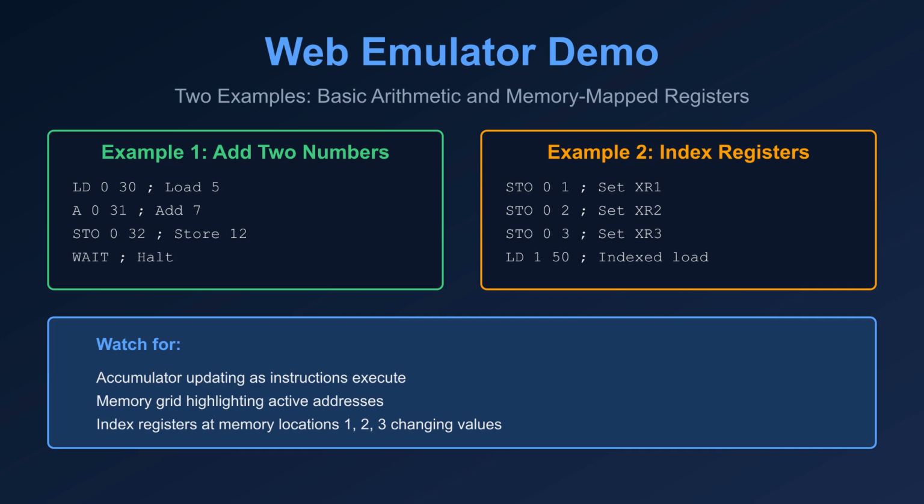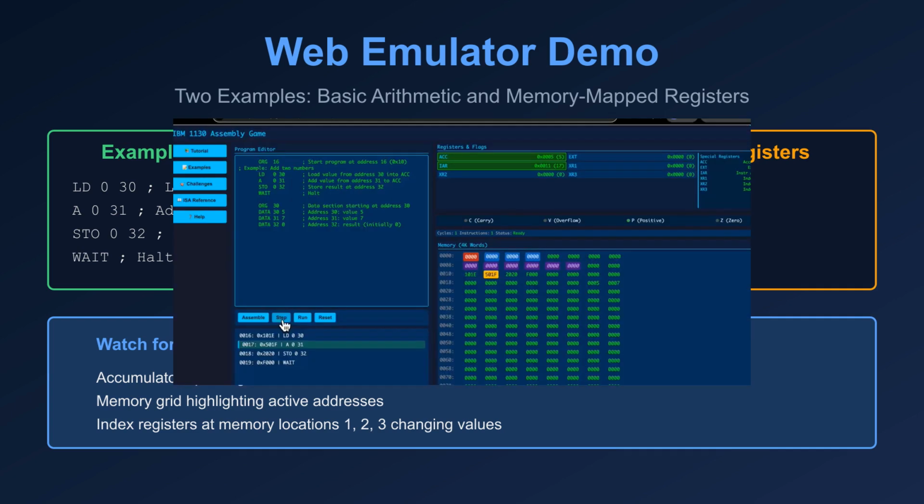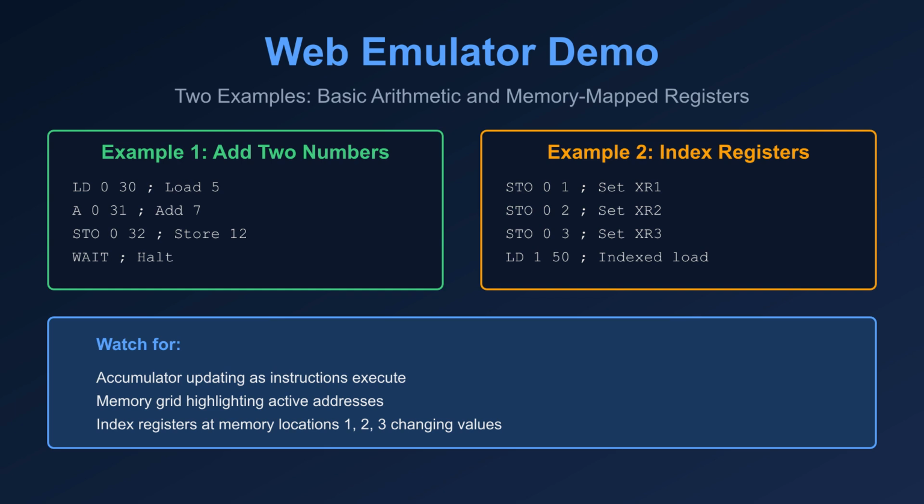Here is the web interface. On the left, a menu with tutorials and examples. In the center, the program editor, where you write assembly code. On the right, registers, flags, and a memory grid showing 48 words. Watch as I work through a few examples, starting with basic arithmetic and building up to indexed addressing.